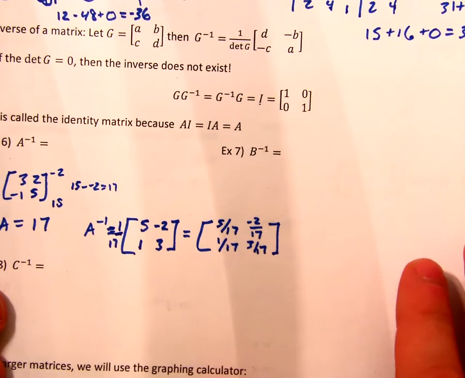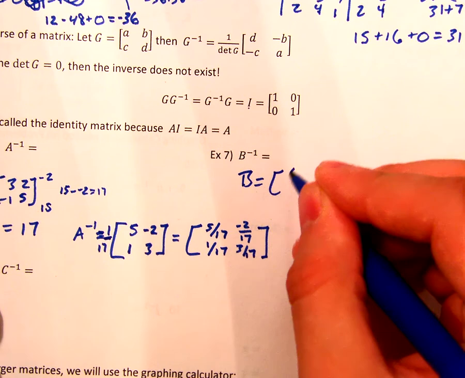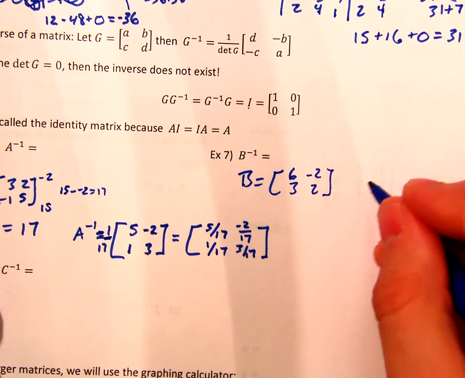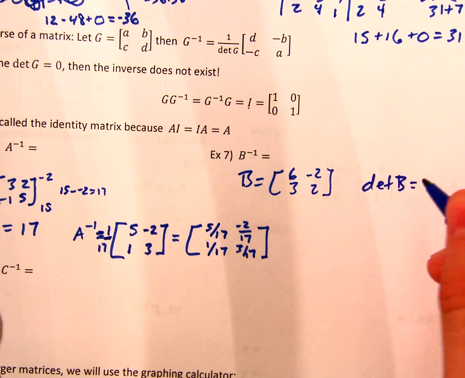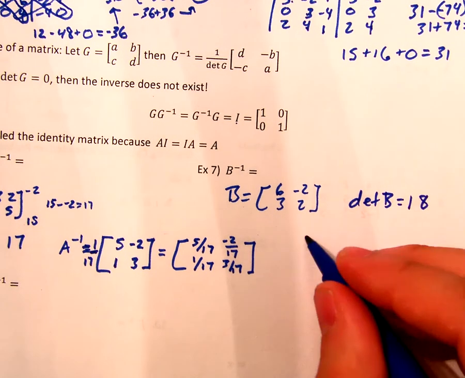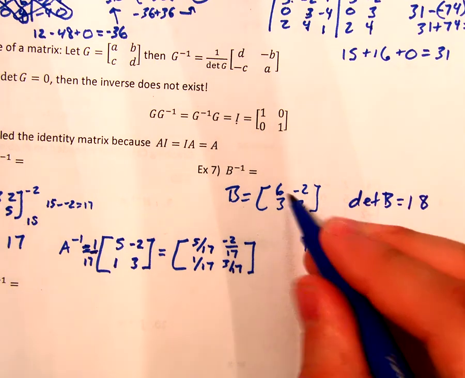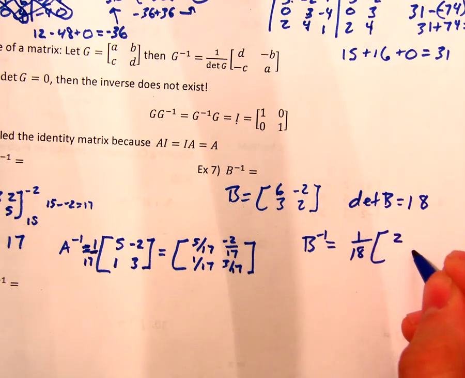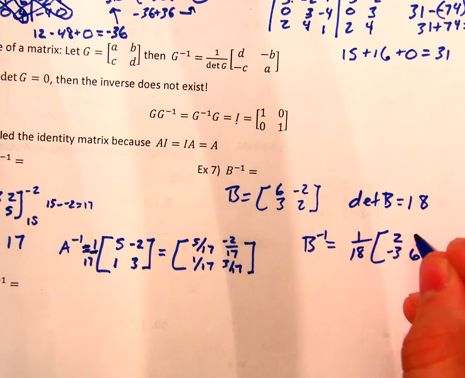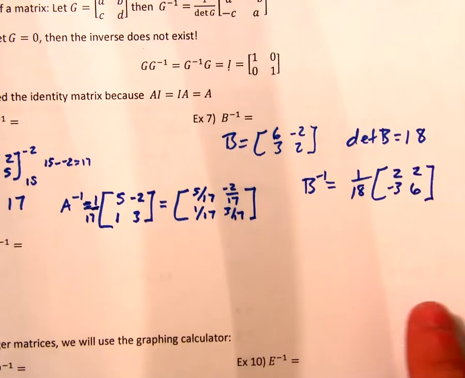So let's look at matrix B. B was 6, 3, negative 2, 2. And in a previous video we figured out the determinant of B was 18. So if we want the inverse, we're going to do 1 over 18. Flip the 2 and the 6. They no longer are in the same place. The 3 becomes negative and the negative 2 becomes positive. And we can leave it like that. That'll be an acceptable answer. I'll be fine with it.